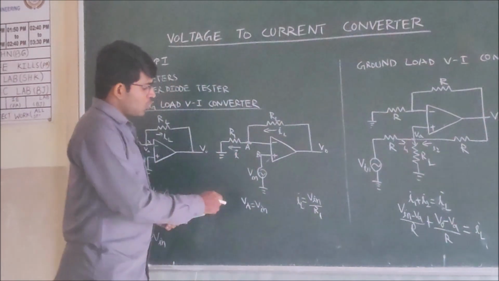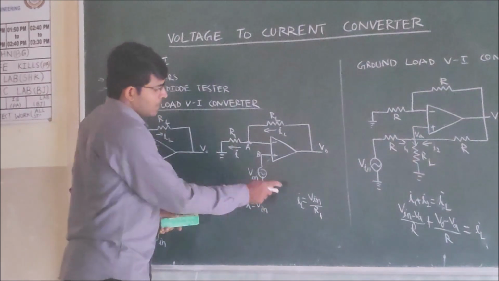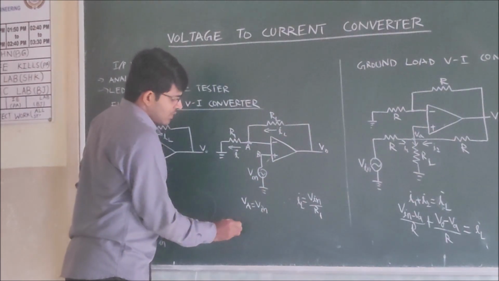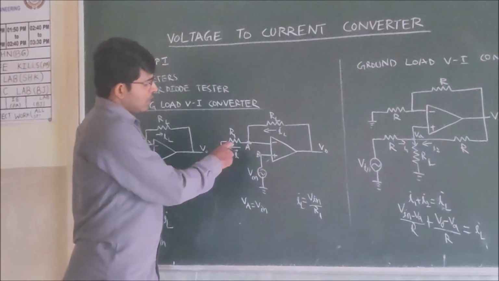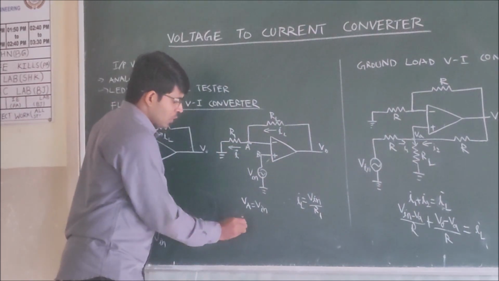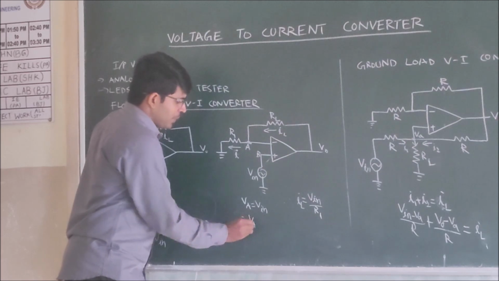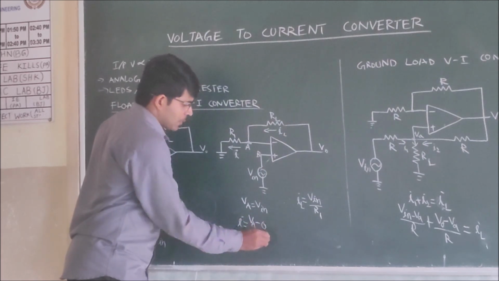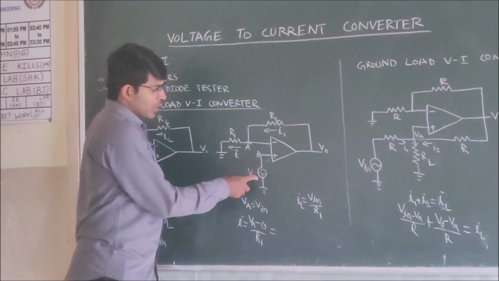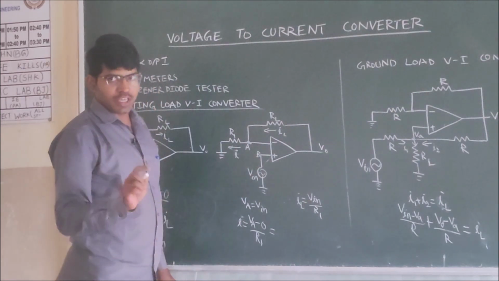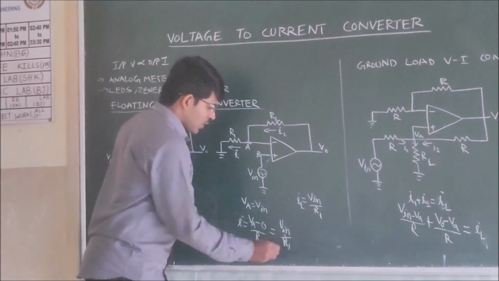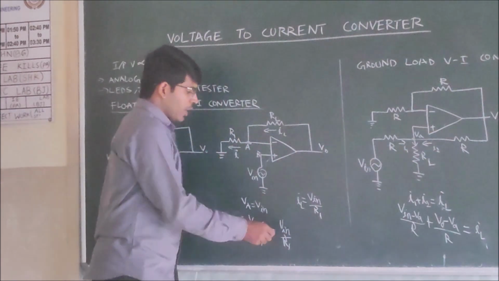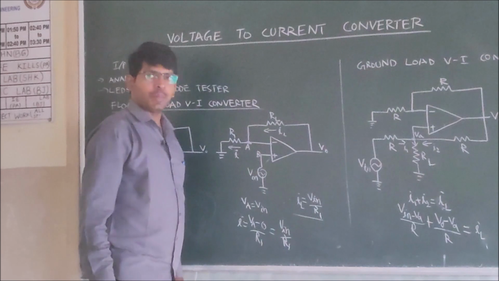Here we want to get the relationship for I. I is equal to VA minus 0 by R1. But through the concept of the virtual ground, VA is nothing but V in. Therefore, it is equal to V in by R1. But I is equal to IL. Therefore, IL is equal to V in by R1.